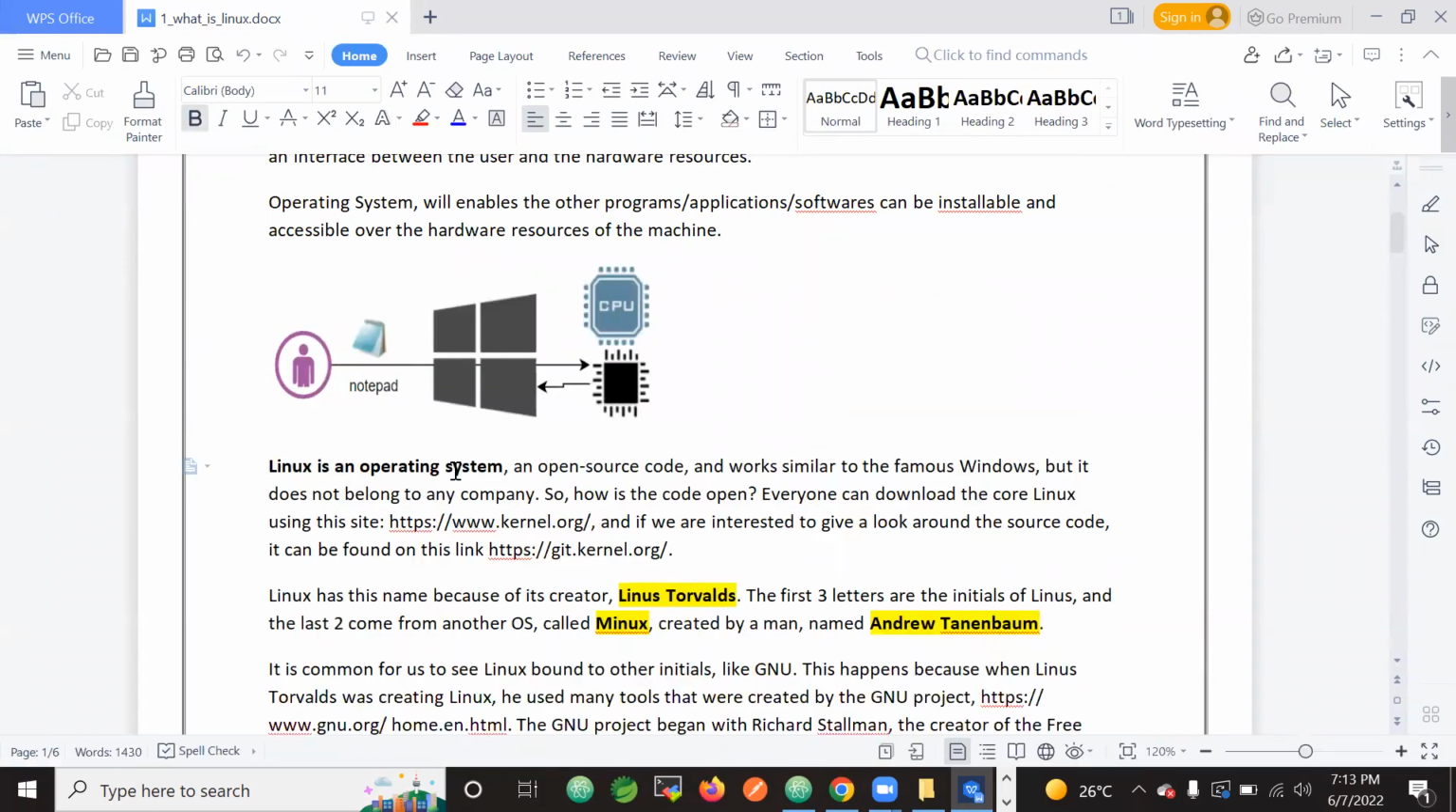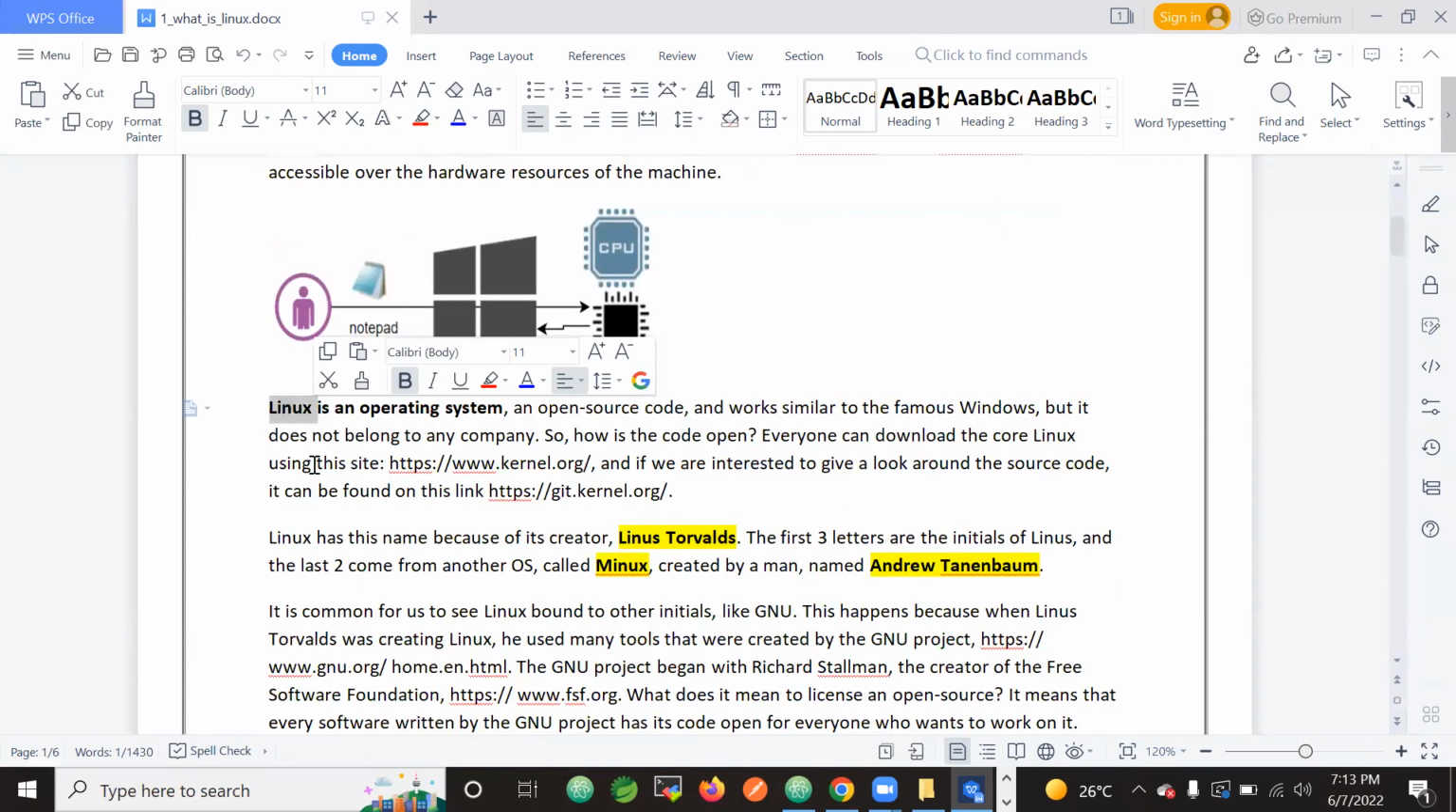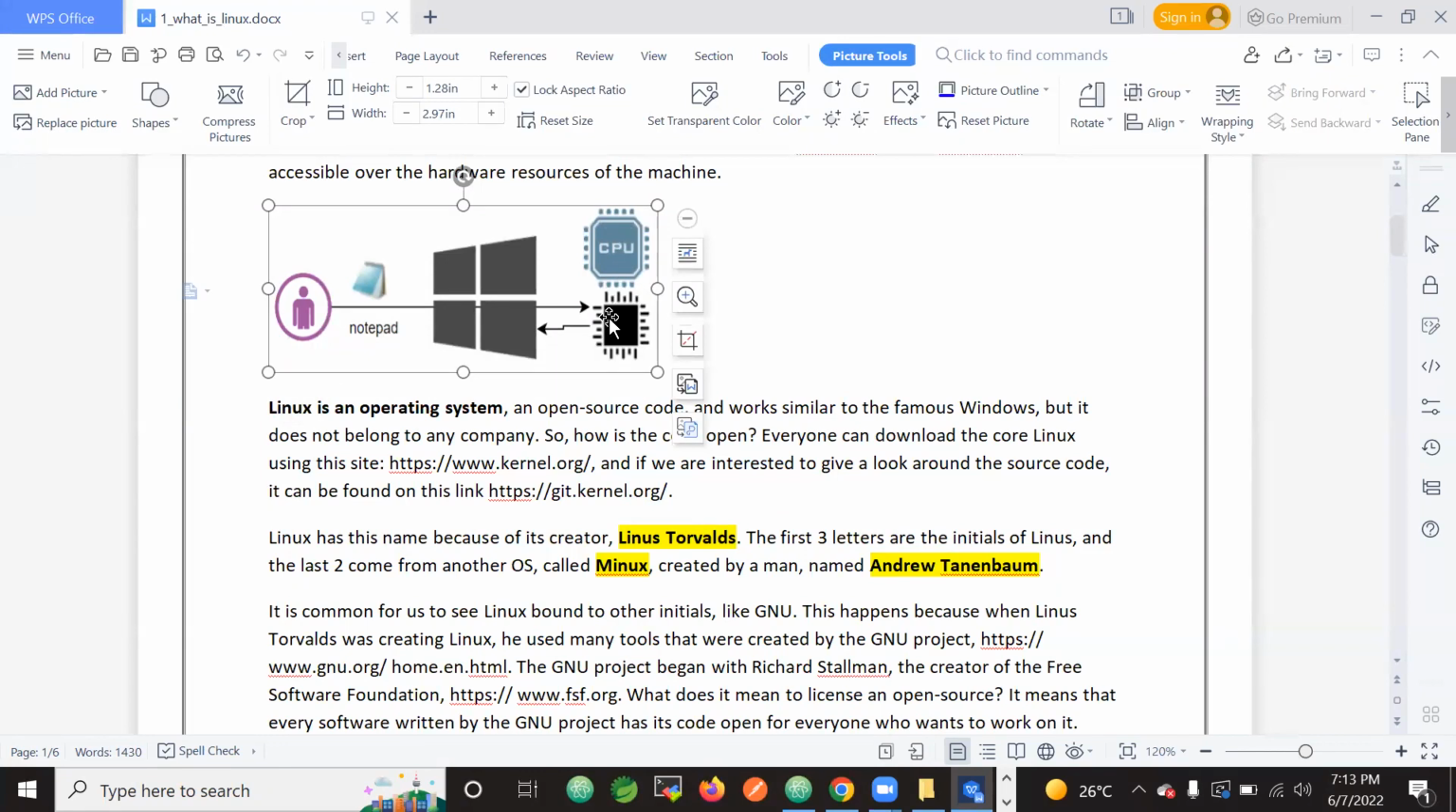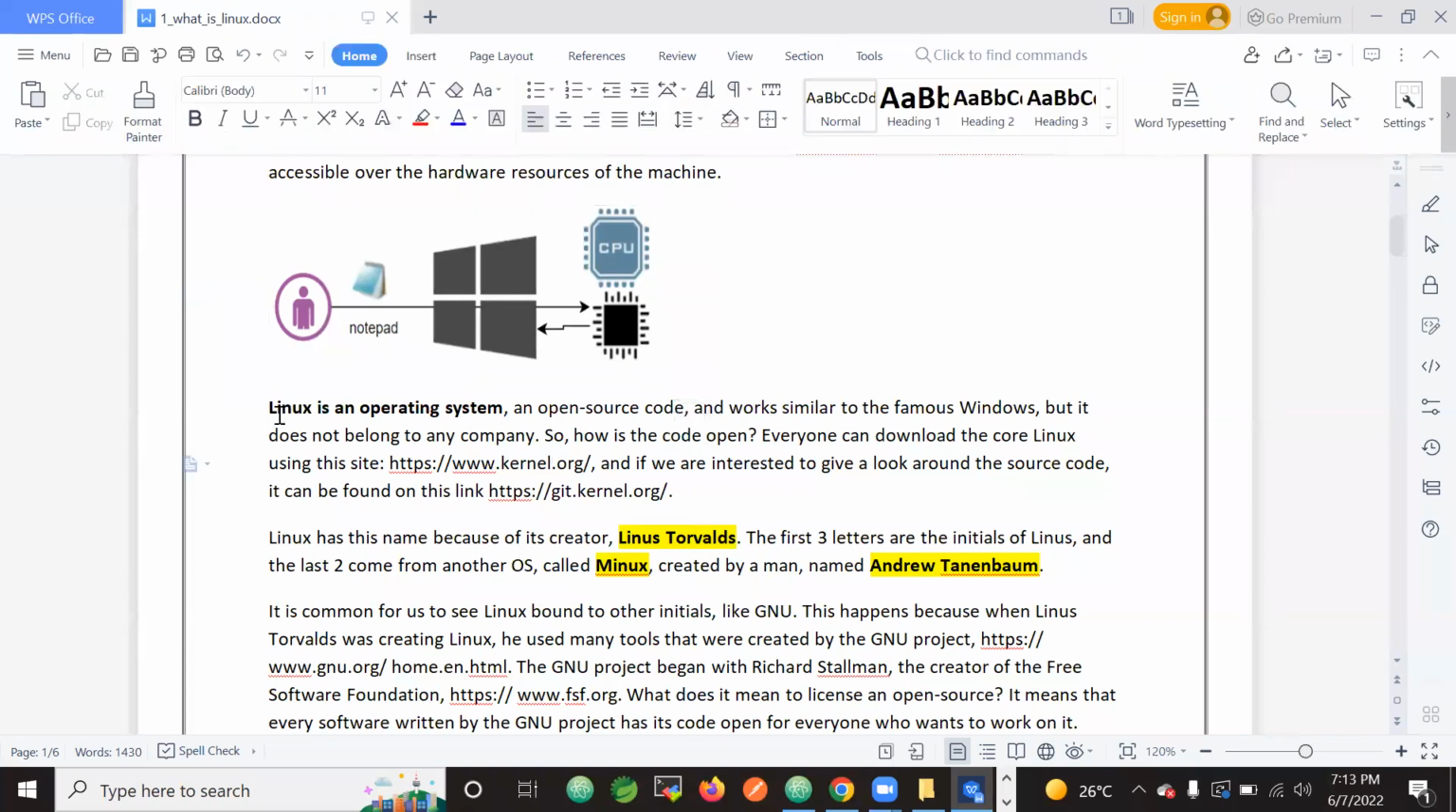Such an operating system is Linux. Linux is also a software program which will be installed over some hardware resources, and which will act as an interface between the user commands or user and the hardware resources. So Linux is also an operating system and it is open source.